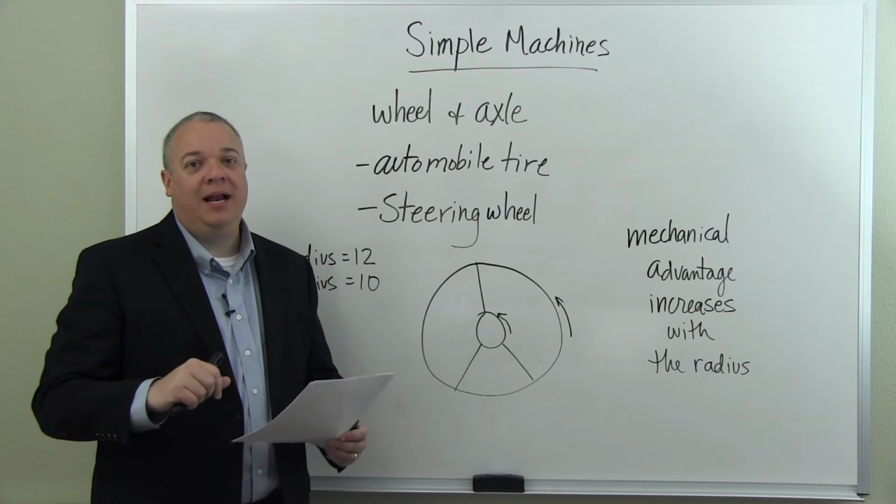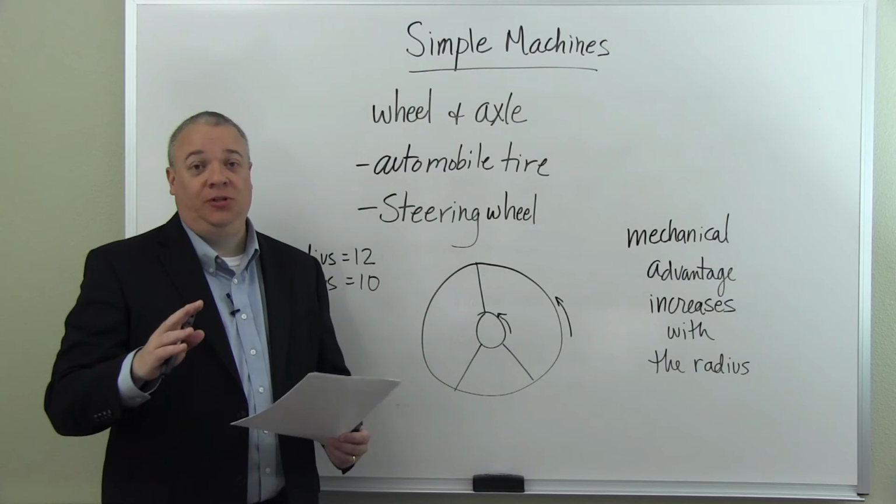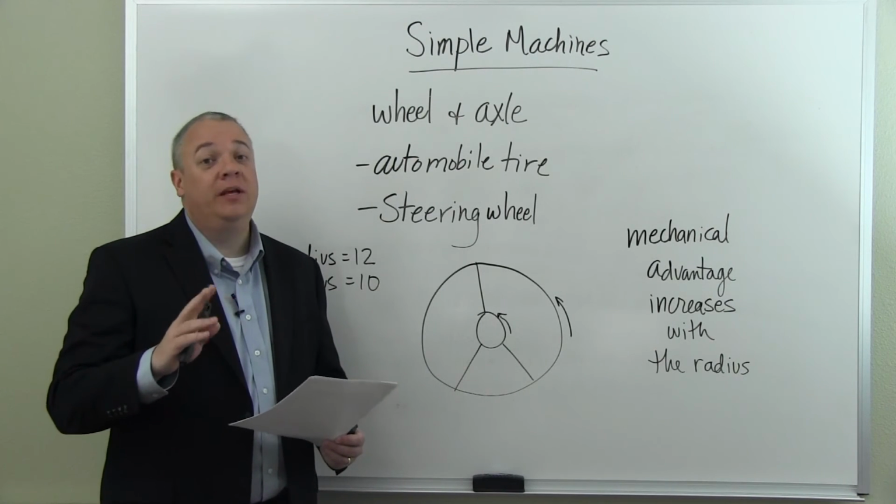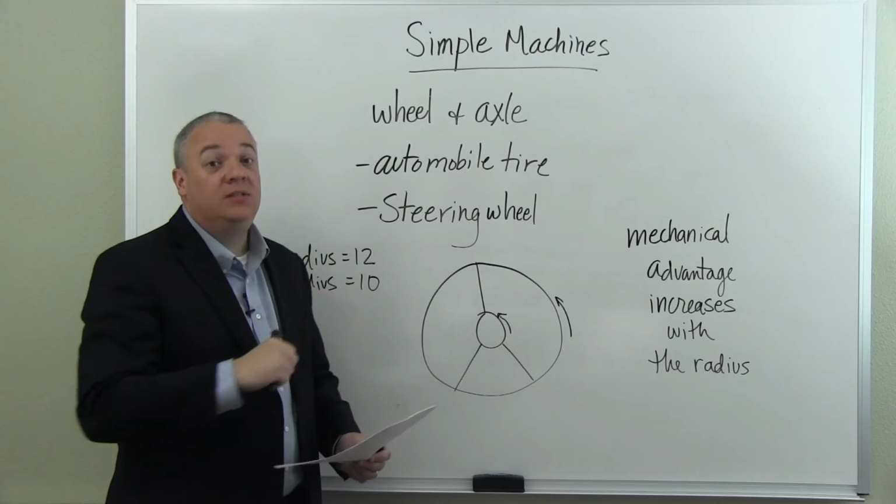Two wheels attached by an axle. But what we want to think about to help illustrate the point of the mechanical advantage of the wheel and axle is something more along the lines of a steering wheel.